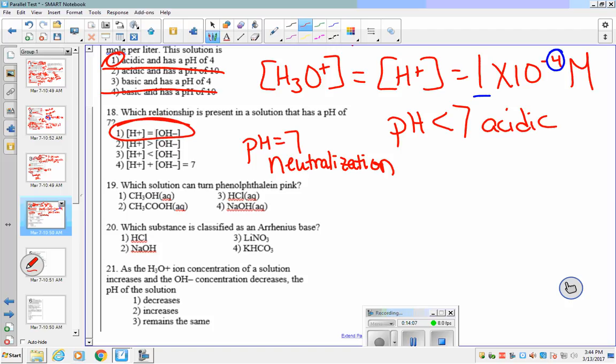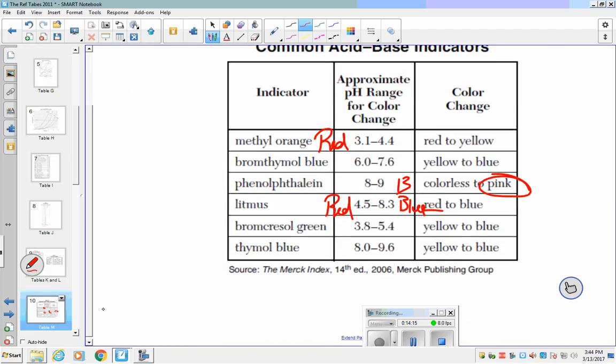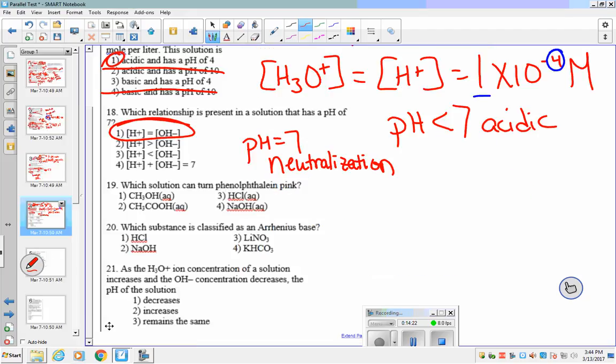Which solution will turn phenolphthalein pink? So in order to turn phenolphthalein pink, we need to have a pH that's at the very least 8. Okay, so this question is saying to us, the very least, our pH is going to be 8.